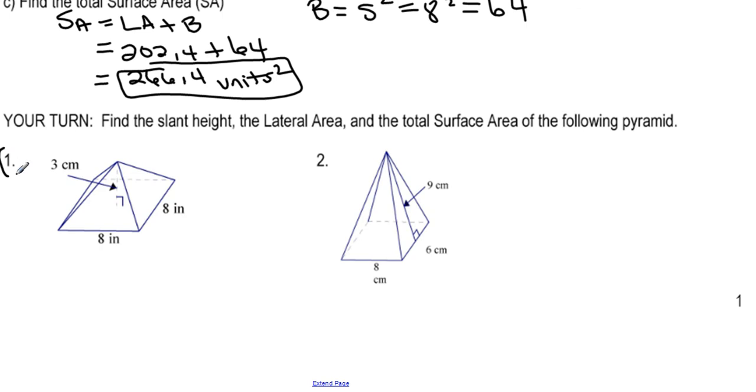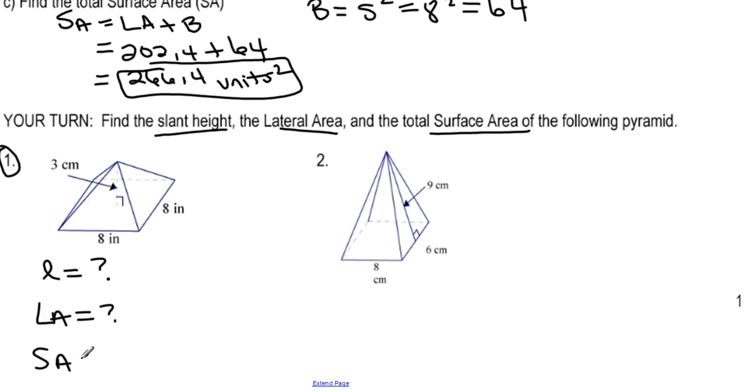Alright, I'd like for you to try number 1 on your own and see if you get what I get. Pause the video and make sure you answer all 3 questions. We want the slant height, we want the lateral area, and we want the total surface area for the pyramid. Alright, slant height is 5 inches, lateral area is 80 inches squared, and surface area is 144 inches squared. If you didn't get what I get, raise your hand or ask a neighbor.